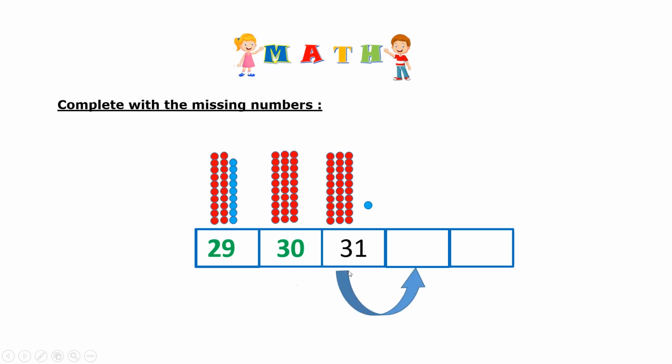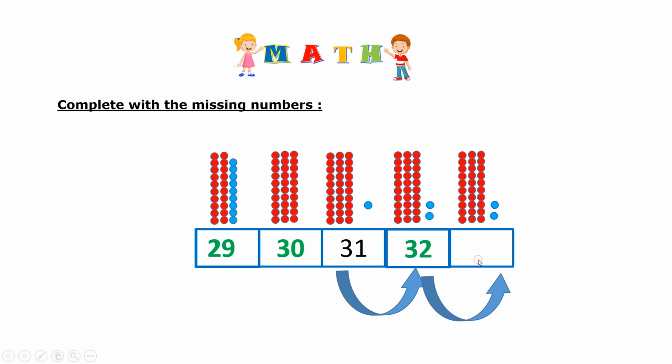Now, if I want to know what's the number after 31, after 31, it's very easy. It's like I have 31 and I will add 1. 31 and 1. Oh, it's very simple. It's 32. Great. Now, after 32, the number that is just after 32, it's what? It's like I have the 32 and I add 1 marble. Now I have 3 tens and 3 ones.